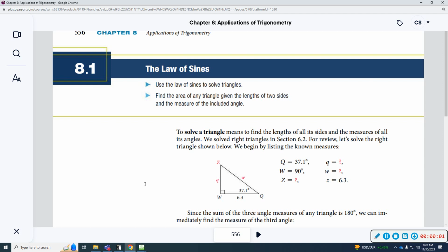Alright, today we're going to be working on section 8.1, the law of sines. We're going to use the law of sines to solve triangles, and we're going to use sines to find the area of a triangle when we have two sides and one angle.